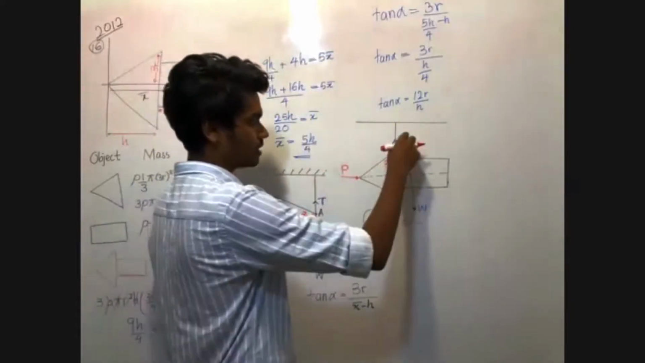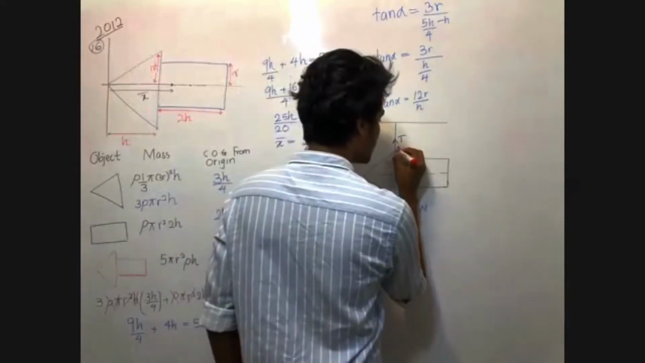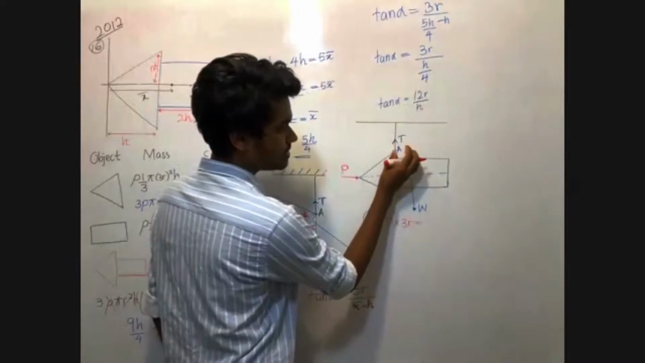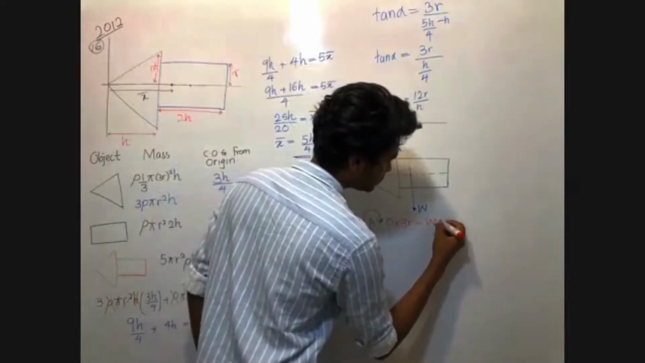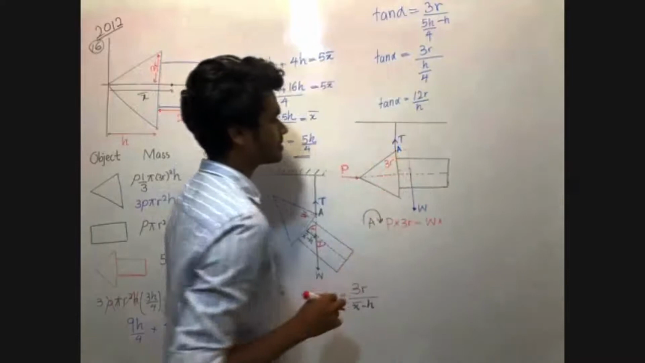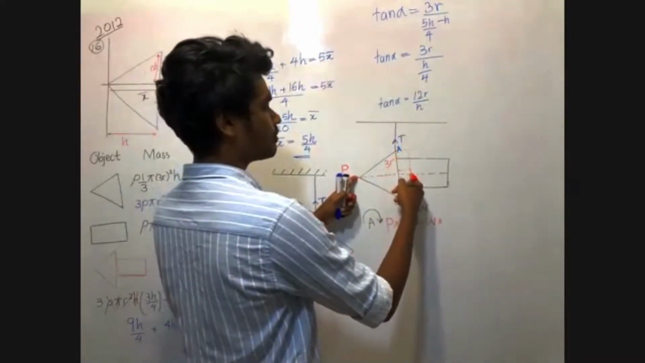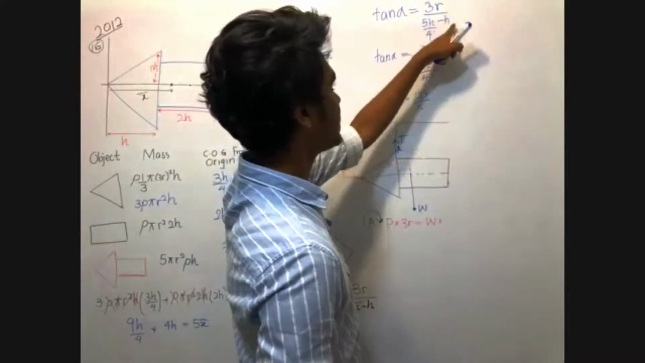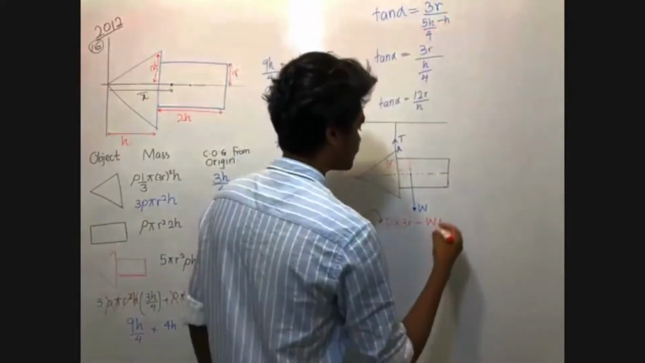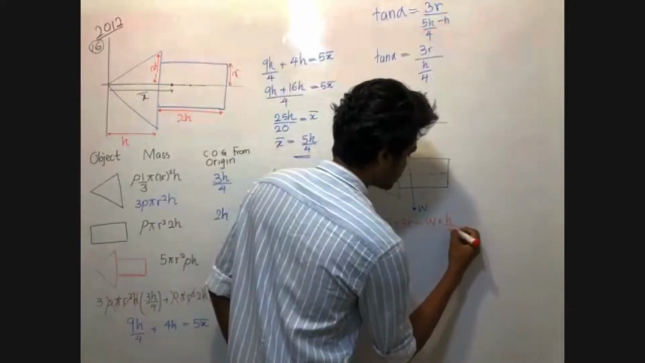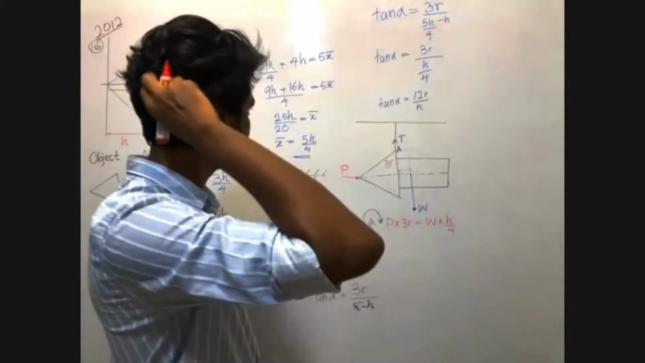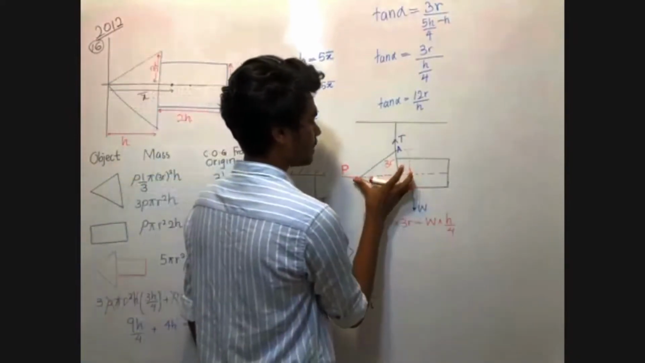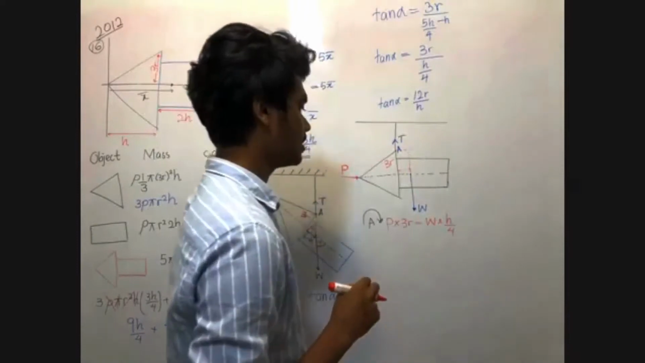So around W, this is the perpendicular force, so this goes down. What is this distance? W into what is this distance? From 5H you need to subtract H, which means it is H over 4. This is H over 4.